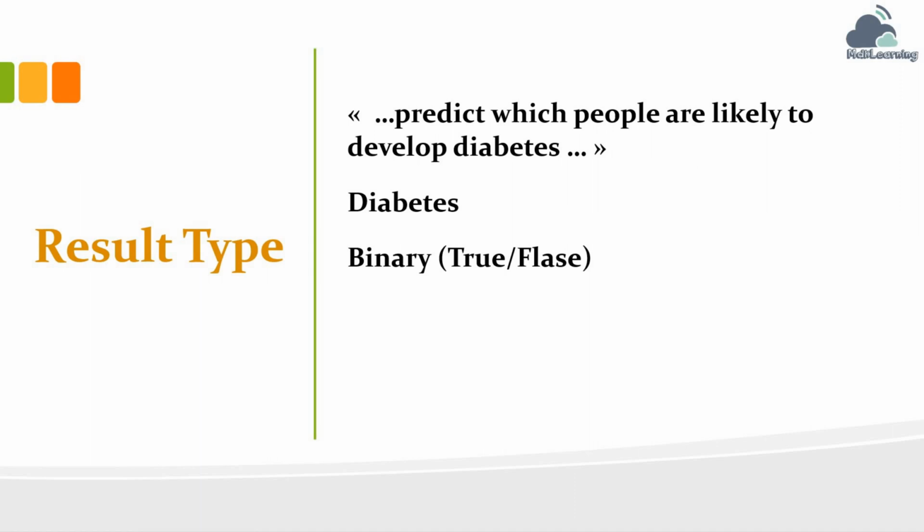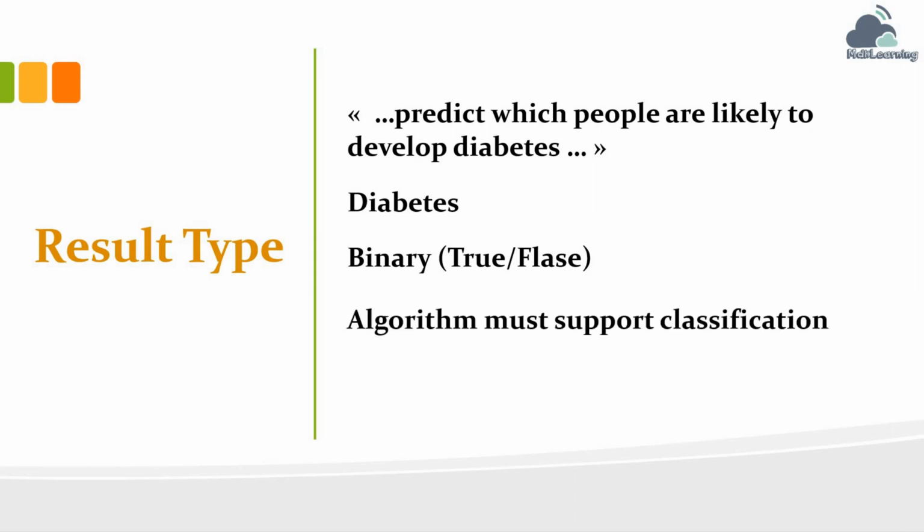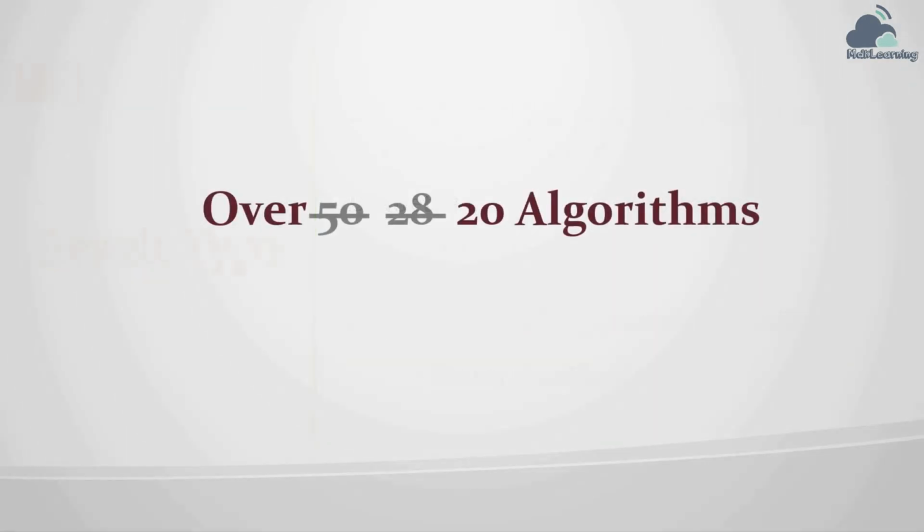Since we are predicting a binary outcome, diabetes or not, we can eliminate any algorithms that do not support classification in general and binary classification in particular. That disqualified some more algorithms, but perhaps not as many as you might have thought. This is because many algorithms support both regression and classification. We are down to 20 algorithms, but that is still too many.